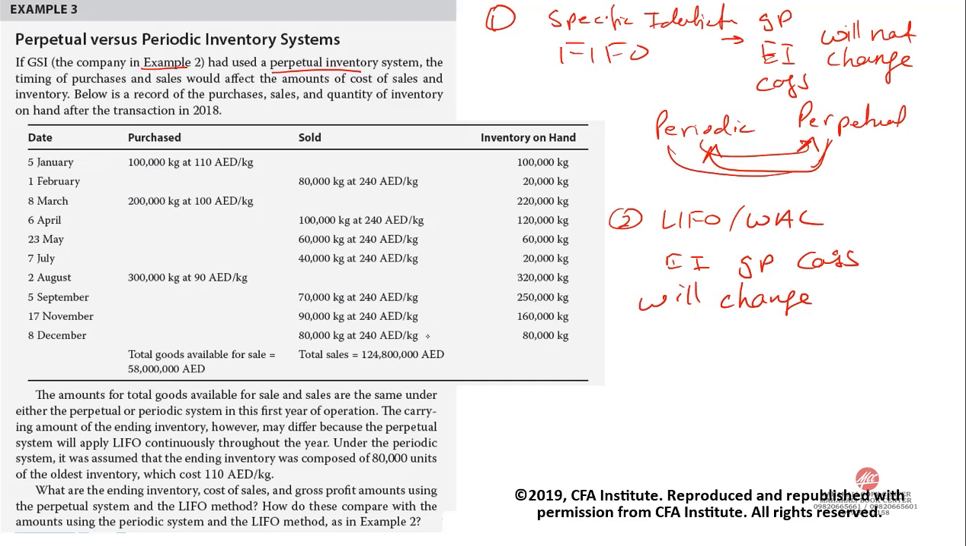Now over here we have been told that the sale that was made, so we sold a total of 520,000 kilograms worth of soap.